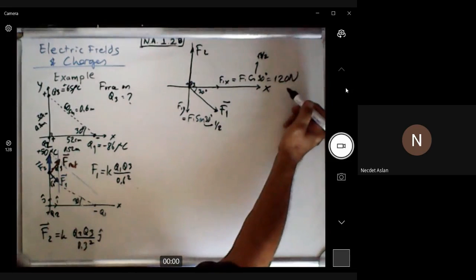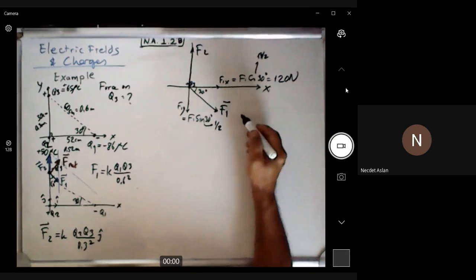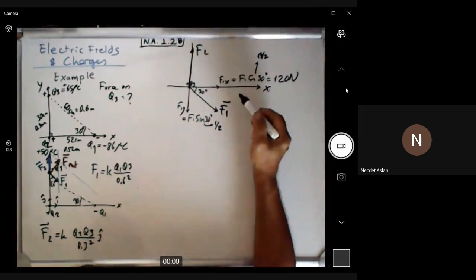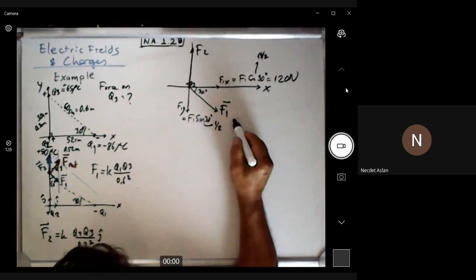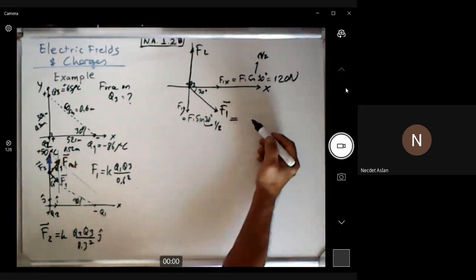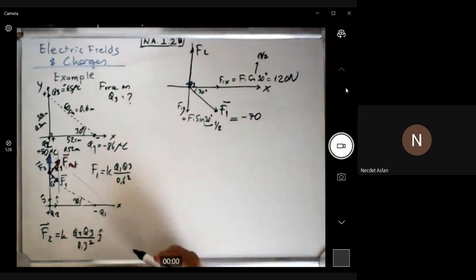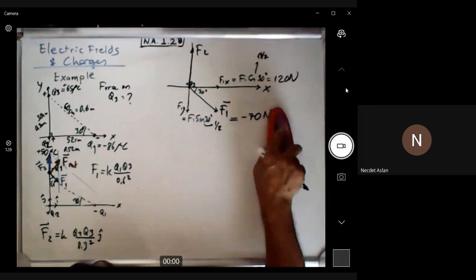Okay, and F2X will be 0. For F2, F2Y is... F2X is 0 because it has only one component. But F1Y is just the half of it, so F1Y will be equal to just minus 70 Newton J. Okay, so minus 70 Newtons.